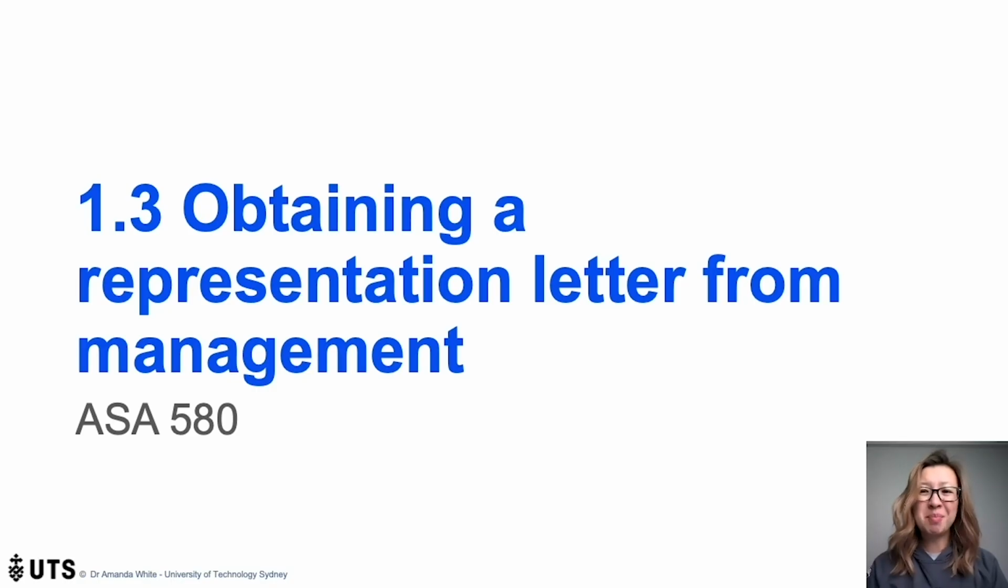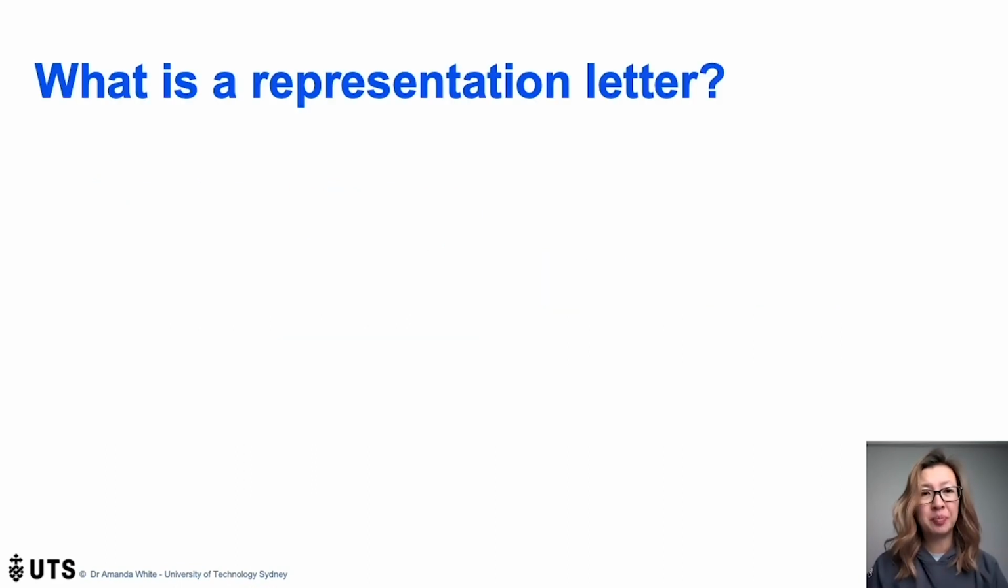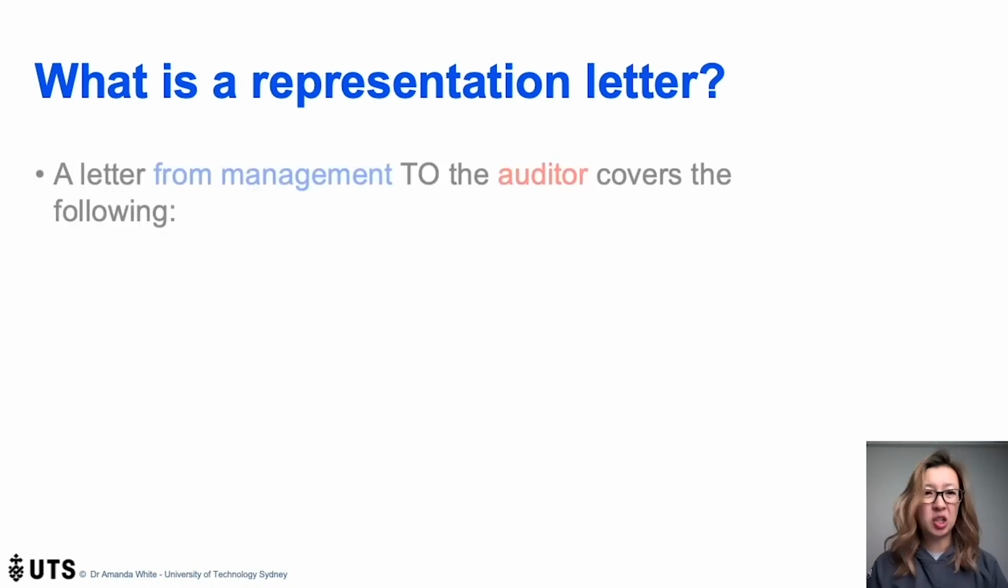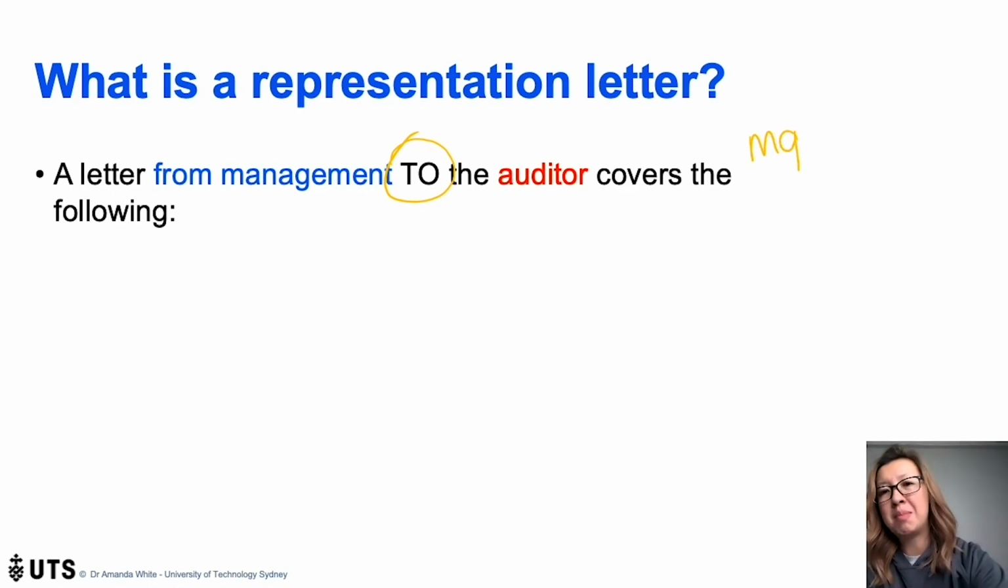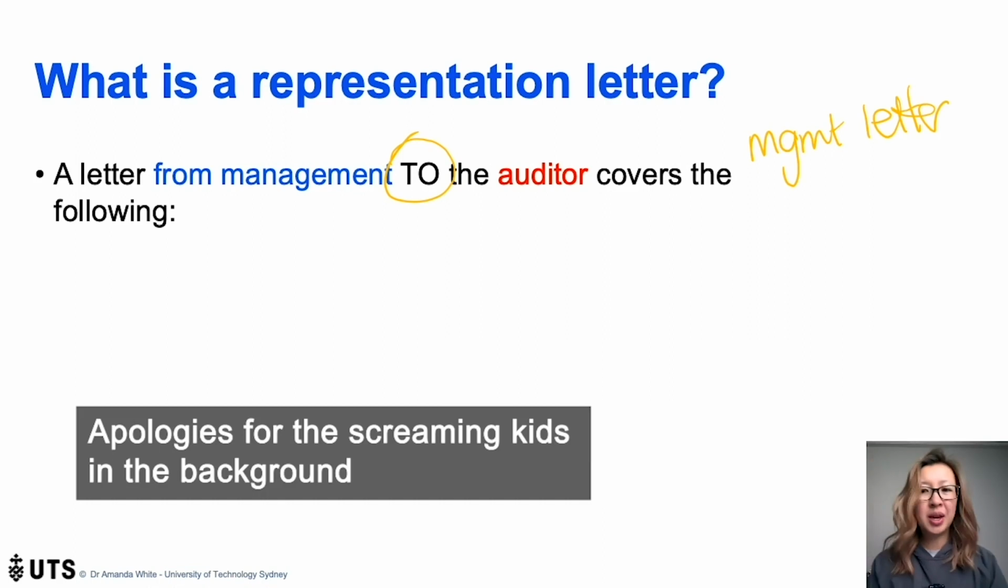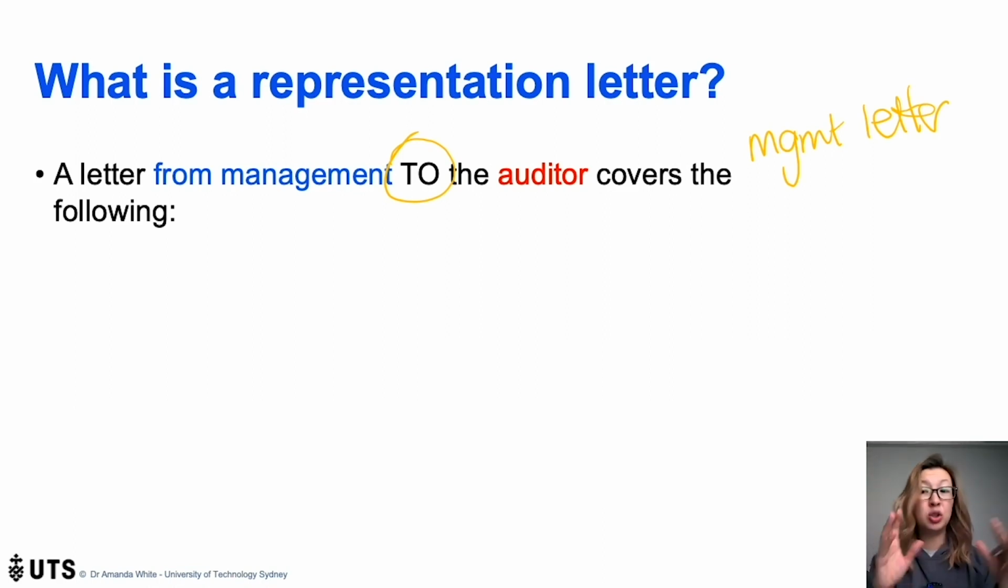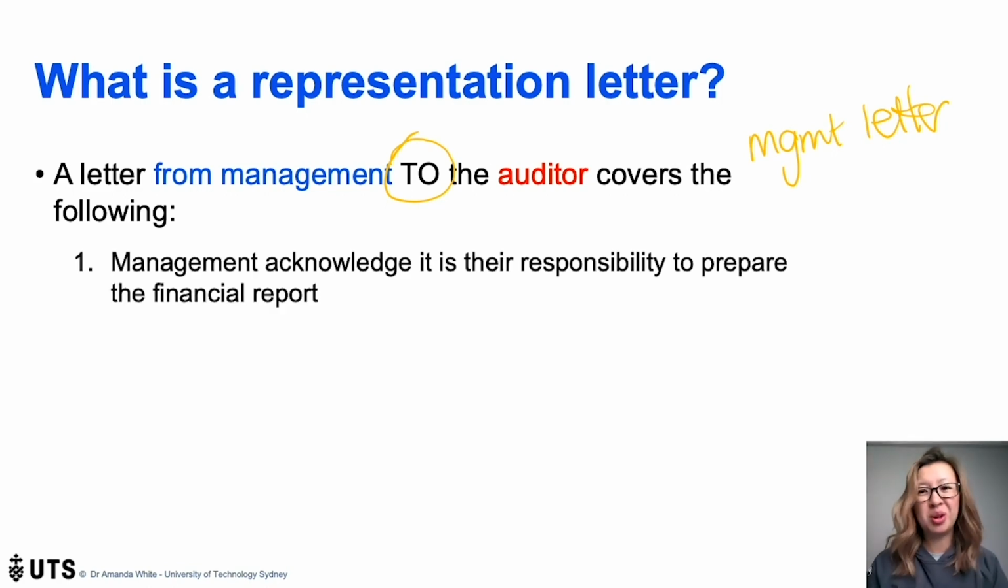So what about obtaining a management representation letter? This is ASA 580, and this is a really critical piece of information to get. So what is a representation letter? Well, it's a letter from management to the auditor. Really important, to the auditor. This is not something the auditor writes to management. We're going to talk about something a bit different called a management letter in our last week. But the representation letter is from management to the auditor, and it contains 3 pieces of information.